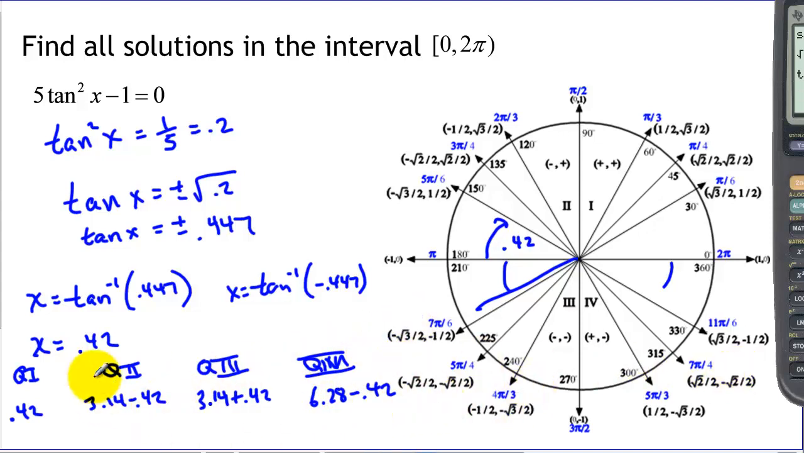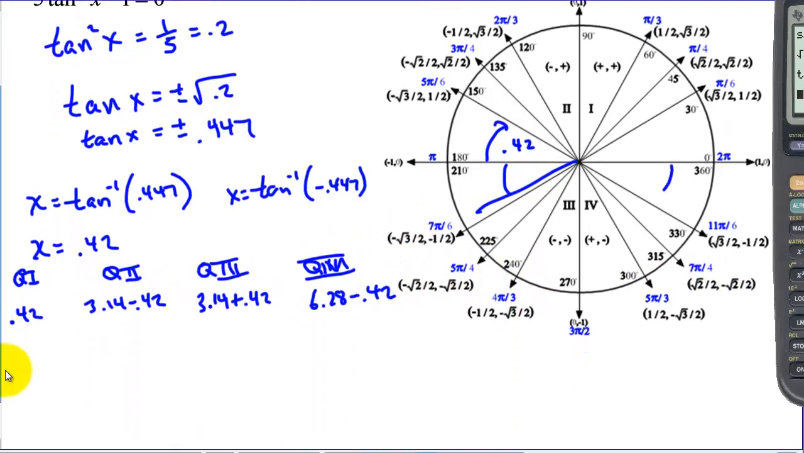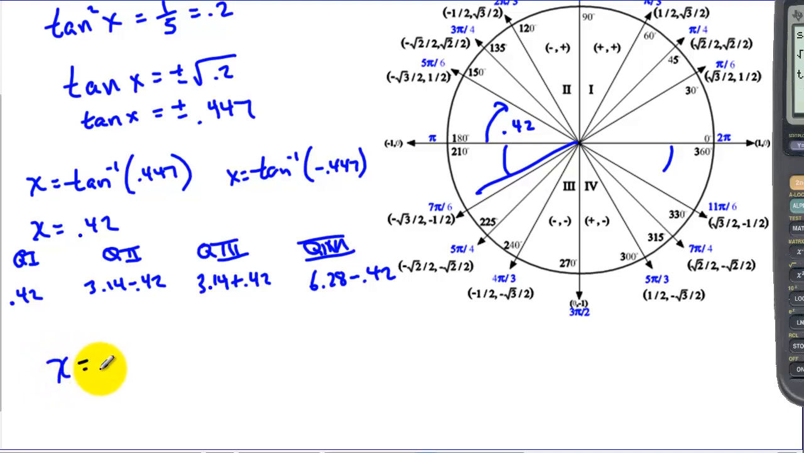So if we summarize those answers, we had 0.42 radians. Here we're going to get 2.72 radians. Here we get 3.56 radians. And out here we get 5.86 radians. And those are our four solutions.